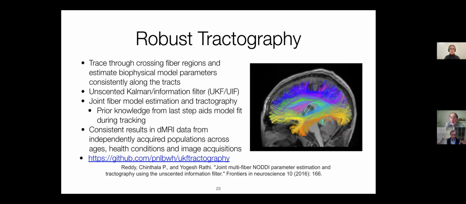What that means is it has information from the previous step. As tractography takes steps, it has information from the previous step to aid it in fitting the model during fiber tracking and deciding where to go next. And so as you've seen in our previous slides, this tractography method in combination with our atlas fiber tract identification has very consistent results in diffusion MRI data across the lifespan and across different acquisitions.